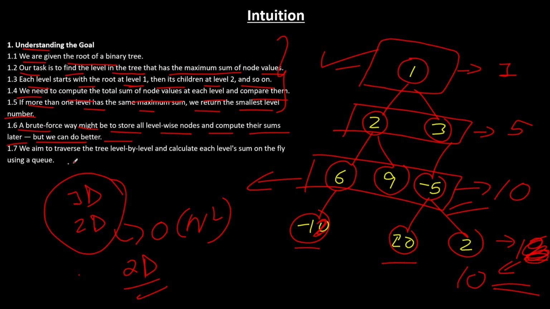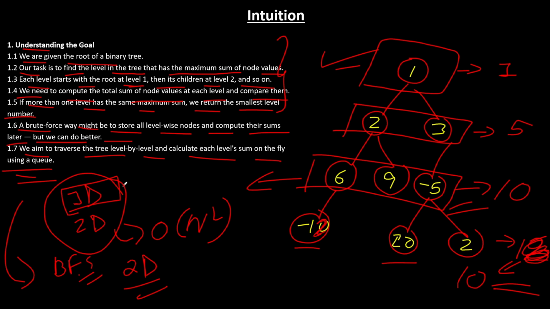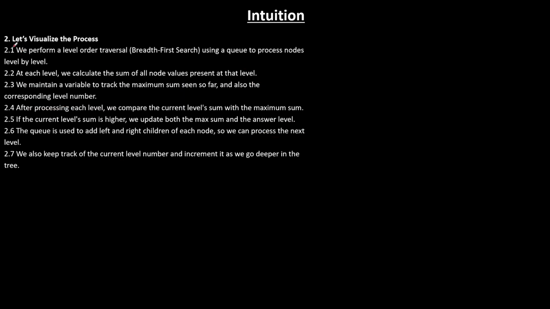So what we can do is aim to traverse the tree level by level, and calculate each level sum on the fly using a queue. A queue because we will be using BFS, right? That's why we will be using a queue, but we won't be storing any value in a list as we were storing in this 1D array, nor will we store that 1D array in a 2D array. So we will try to remove this space complexity from our solution. Now let's visualize the process.